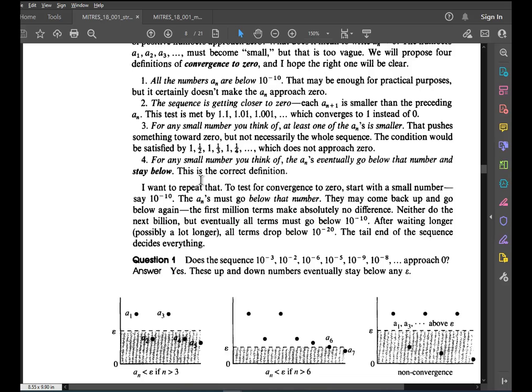So let's look at an example here. It says the terms must go below any number, so that they eventually must drop. All right, let's look at the sequence: 10 to the minus 3, 10 to the minus 2, 10 to the minus 6, 10 to the minus 5, 10 to the minus 9, 10 to the minus 8. So what is the way this is going here? You have to see how this is working here. It's not really very systematic.